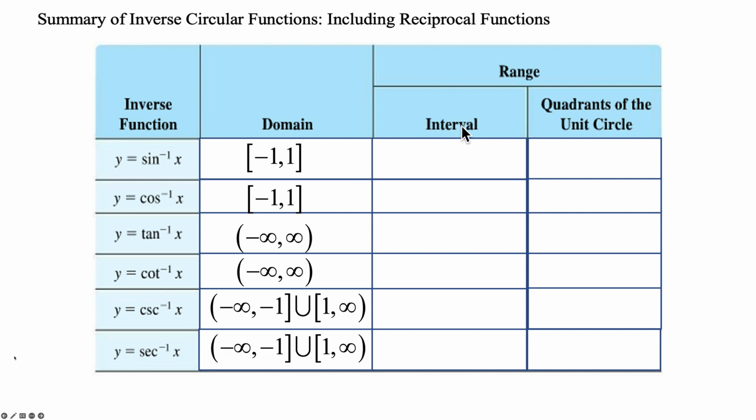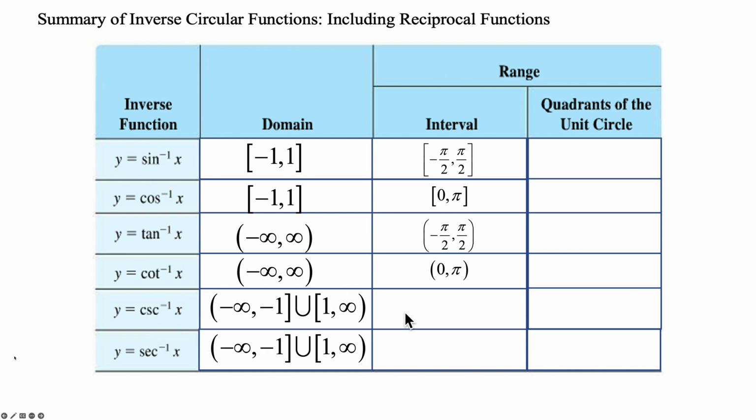So our range, now here comes our angle measures. Remember sine, we said it was -pi/2 to pi/2. Cosine was 0 to pi. You're going to start to see a pattern here. Tangent, -pi/2 to pi/2, but with parentheses, not brackets. Inverse cotangent was 0 to pi. Are you starting to see a pattern?